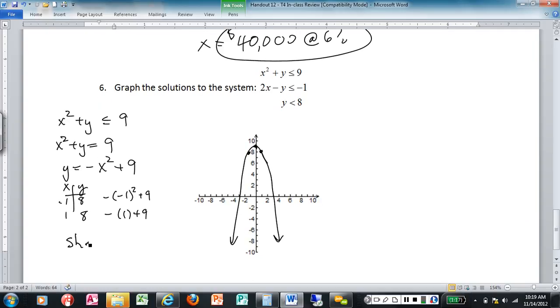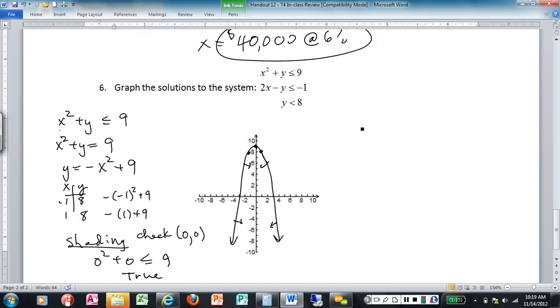How do I determine the shading? Well, you check a point not on the graph. 0, 0 is usually a good choice if it's not on the graph. So plug that in for x and y there. 0 squared plus 0 less than or equal to 9. Is that true? 0 is less than or equal to 9? So that would mean shade 0, 0 where it is, which is inside. So I'd be shading inside here. Let me just make note there. It would be the inside.